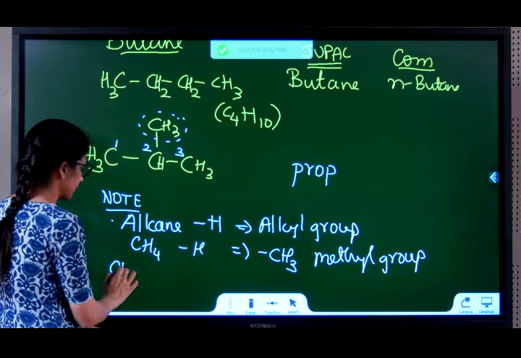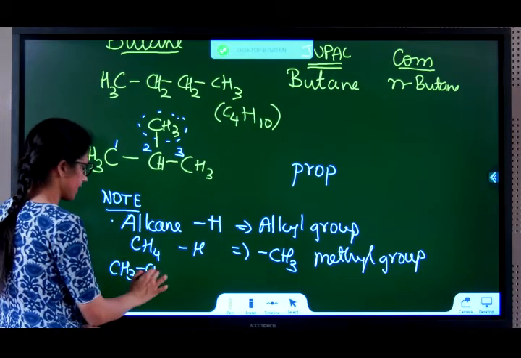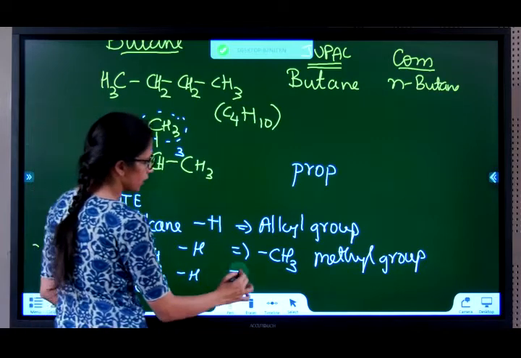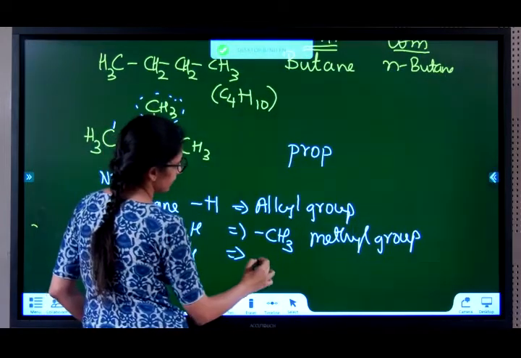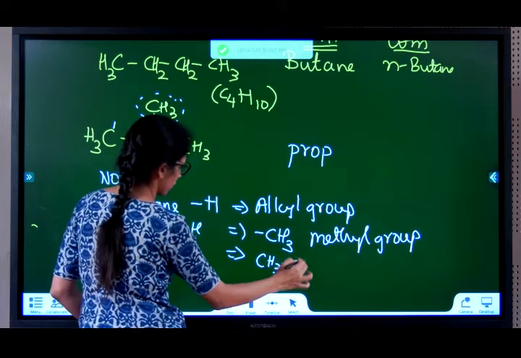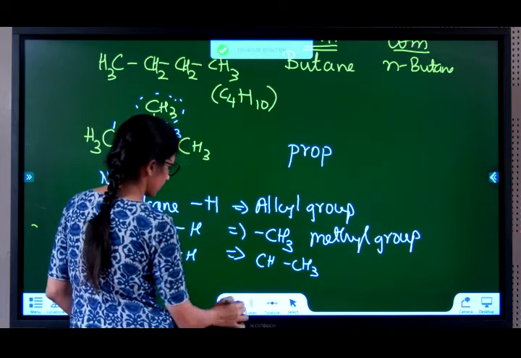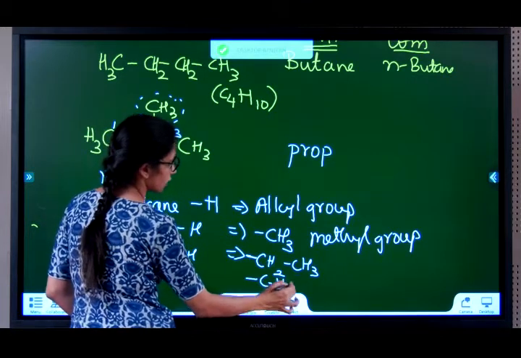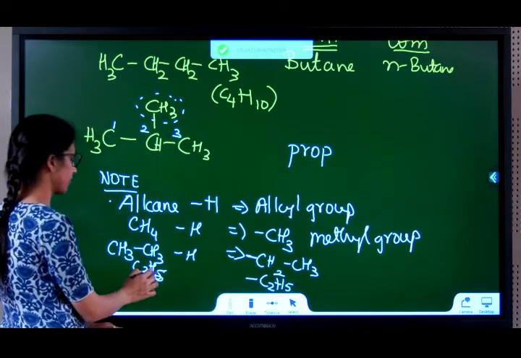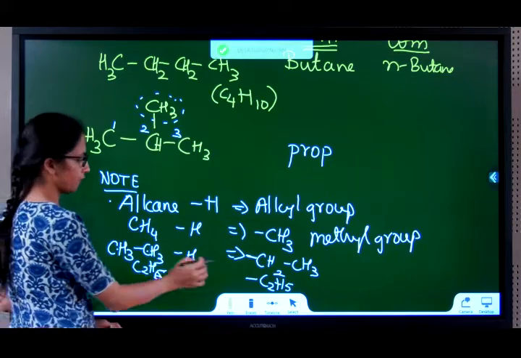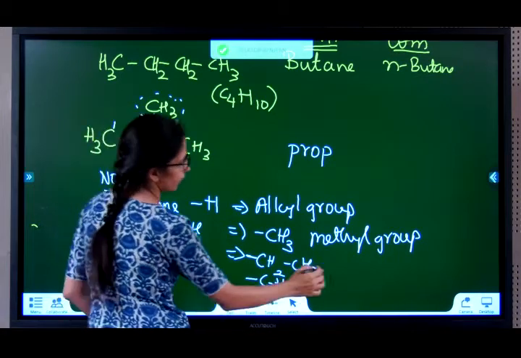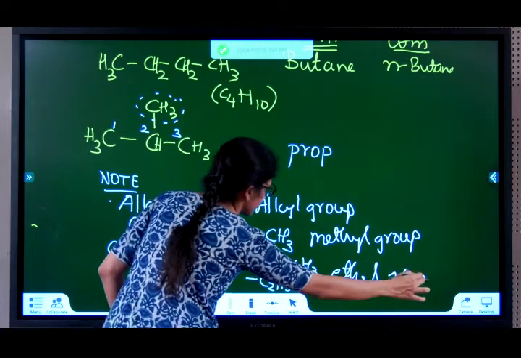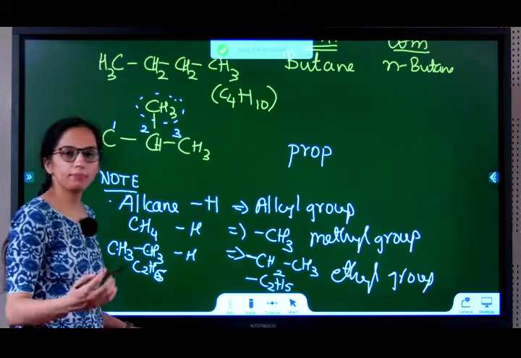Next, CH3CH3, or in other words C2H6. Remove one H, so it becomes CH3CH2, with one bond pending. Or in other words C2H5, because from C2H6 I am removing one H, so it became C2H5. This is known as ethyl group. Similarly from propane, if you remove an H, you will get propyl group.